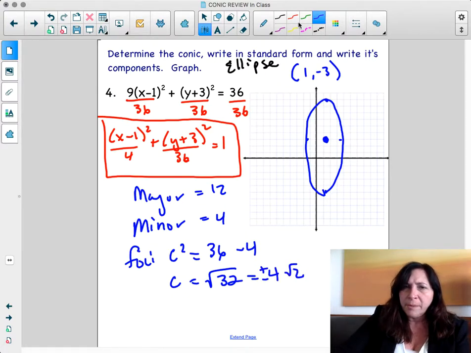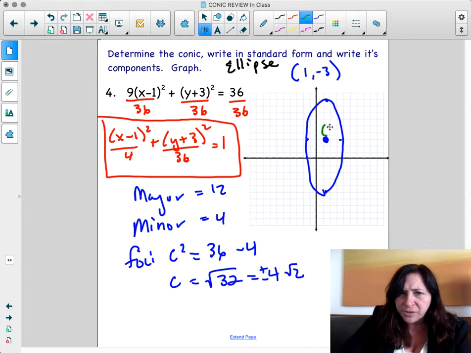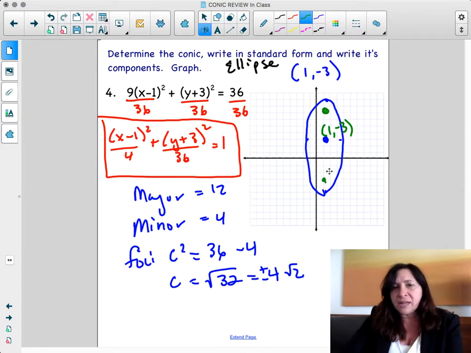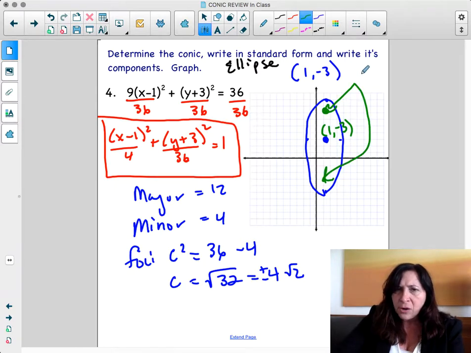And so my center is at 1, negative 3. My focal points, remember, in an ellipse, are always on the major axis. So my focal points, right here and right there, are going to be parentheses. It's on the y-axis, so it's going to be added to the y-coordinate. So it's going to be parentheses 1, negative 3 plus or minus 4 root 2.